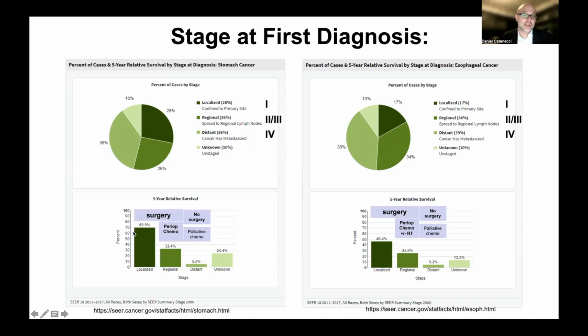And then, of course, in the localized setting, surgery alone is recommended because the outcomes are relatively good if it's found at that early stage. And the same is true in the esophageal cancer space. So again, going back to the interventional gastroenterologist, they are really focusing on localized cancers that have not spread deep down into the wall of the esophagus or stomach, nor to the regional lymph nodes, nor to the metastatic sites.